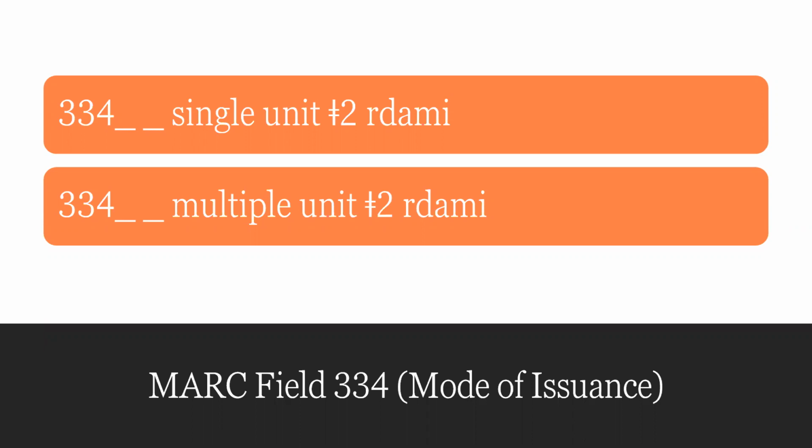Subfield A is for mode of issuance term. Subfield B is mode of issuance code, and subfield 2 is the source of term. There are also subfield 0, authority record control number or standard number, 1, real world object URI, 6, linkage, and 8, field link and sequence number. However, OCLC instructs us not to use subfield 0 or 1, and subfield 6 is system supplied. You will typically see the 334 coded for single unit or multiple unit as shown on the slide. This field does not end in a period. Subfield 2 RDA MI equals mode of issuance, and both indicators are blank.